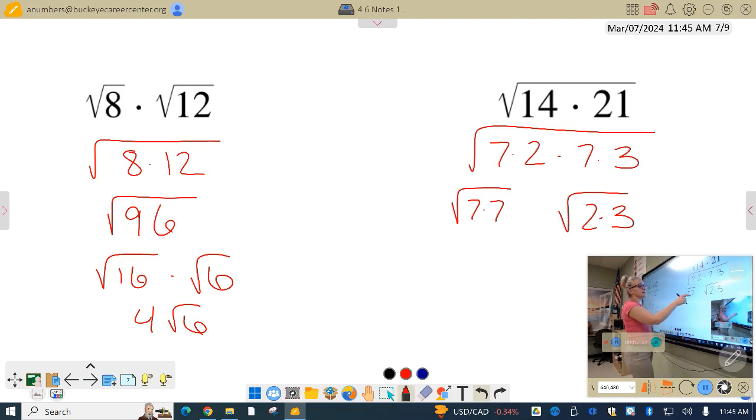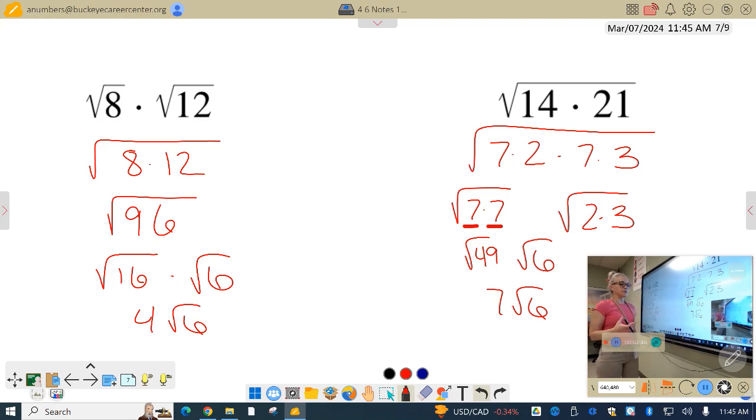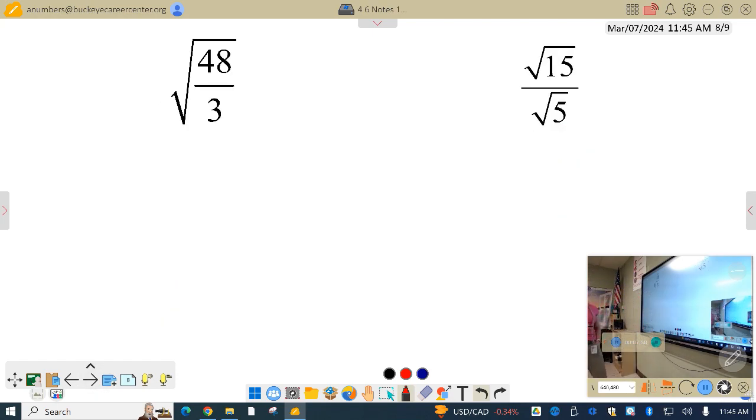And what happens is, now I have the square root of 49, and I did that on purpose because 7 times 7 is a perfect square. And 2 times 3 is 6, so I have 7 square roots of 6. So it's really helpful to be able to split these up and put them together to make it easier to simplify. Same thing can be true for division. I always tell my students to make sure and divide this up right away and see which one is going to be easier to simplify.